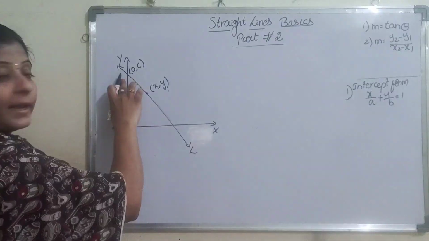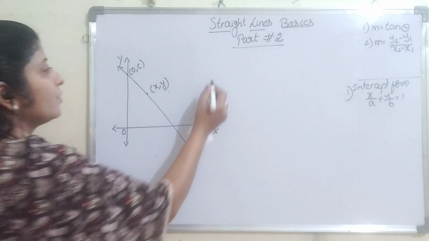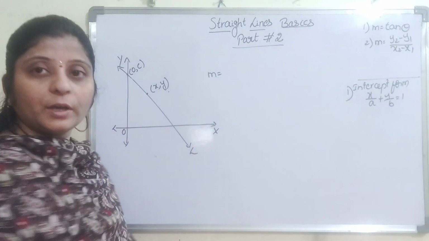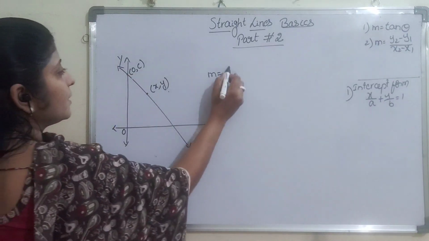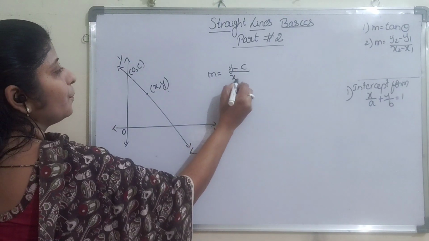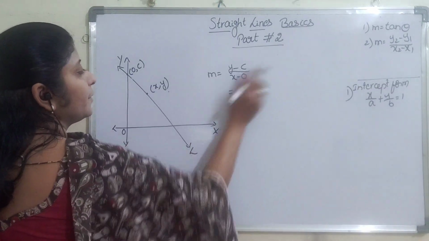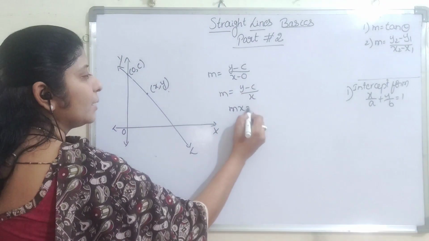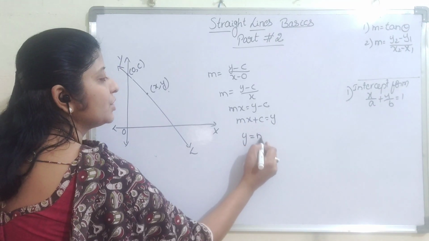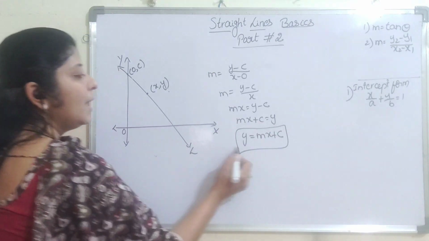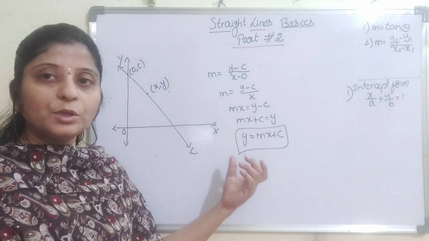Here we are taking only the y-intercept, the point (0, c), and another point. What will be the slope form? For two points we have (y2 minus y1) by (x2 minus x1). So you can write (y minus c) by (x minus 0), which is (y minus c) by x. Cross multiplying, mx equal to y minus c, so mx plus c equal to y. So the straight line equation with slope m and intercept c on the y-axis is given as y equal to mx plus c.